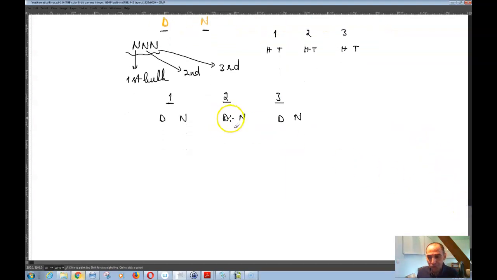Meaning that, for example, I could take these two together and write all the different possibilities for these two, meaning that I can write D and D, I can write D and N, I can write N and D, and I can write N and N.